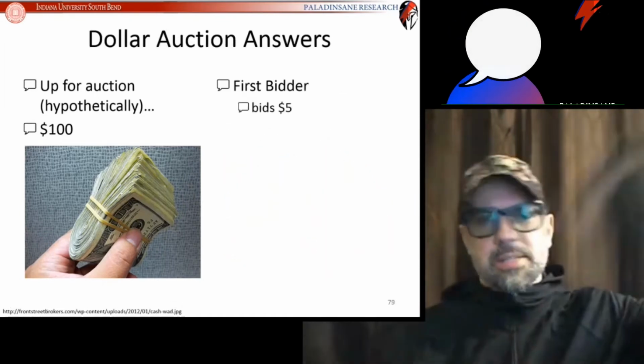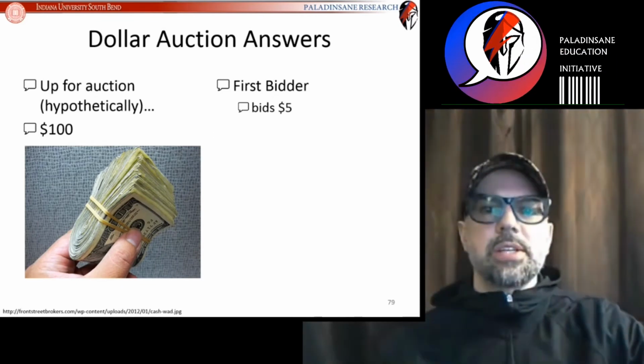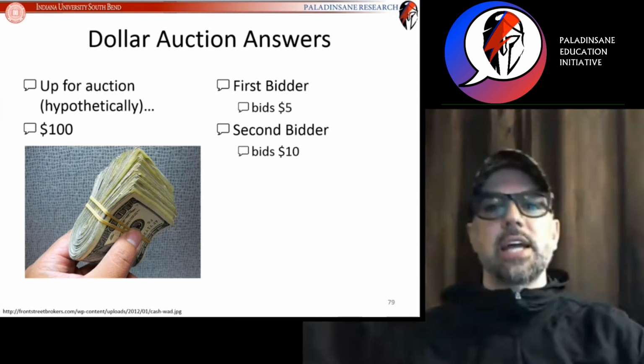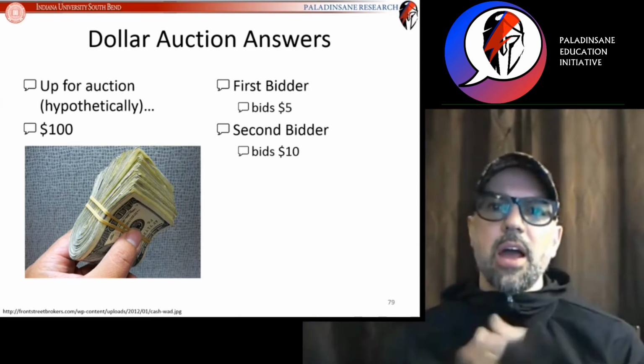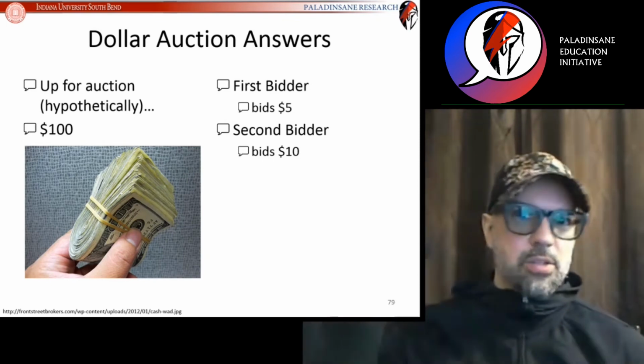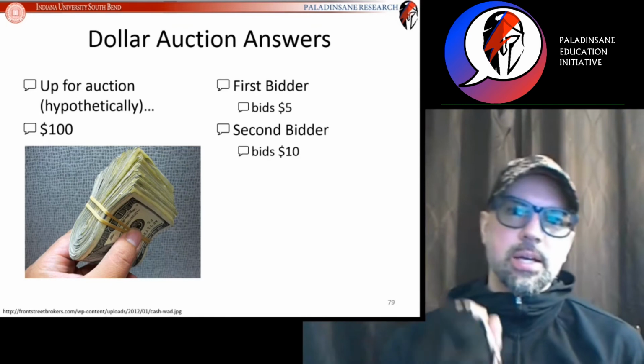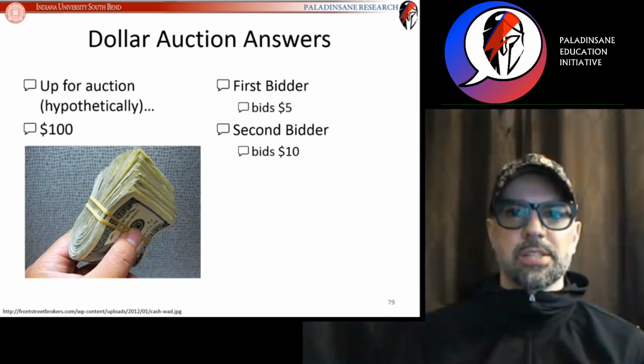So here we have the situation. First bidder comes in and says, $5. I'm bidding $5 for that $100. Somebody else comes in and says, $10, right over here, $10. I got $10. So if the auction ended right there, if the auctioneer was like, all right, $10, going once, going twice, sold, to the second bidder for $10, what's the result of this particular auction?